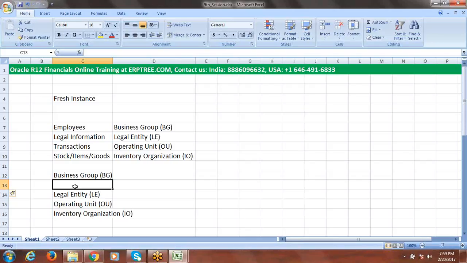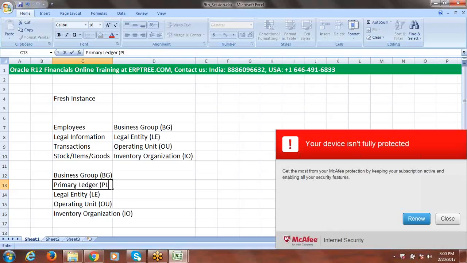So it can be BZ or LE or OU or inventory. It can be anything. If you want to record the business transaction, definitely we require a primary ledger. Without a primary ledger, you cannot record any business transaction in the system. So primary ledger, PL.